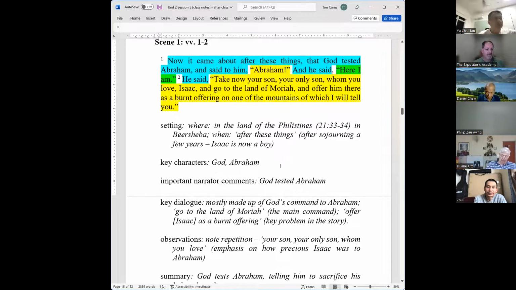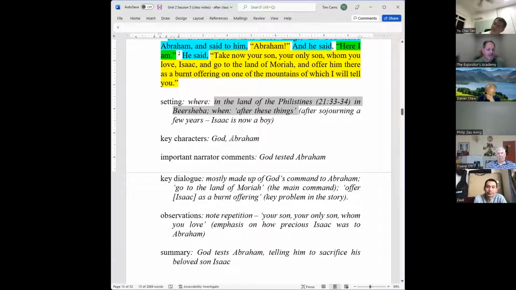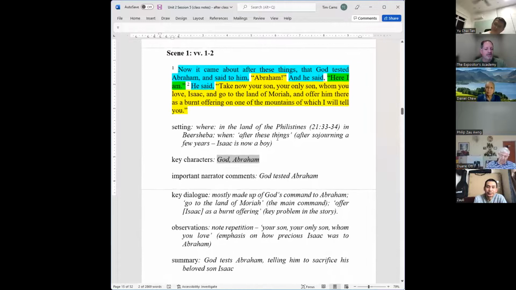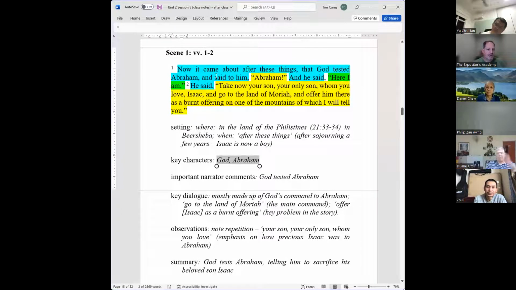So with that scene, this is what we determined last time we met: the setting was in the land of the Philistines, after these things, and the key characters were just God and Abraham. The important narrator comment we had determined was when the narrator said God tested Abraham. That was a key part, we felt, because that gave us an idea of what's going on here in the story. Right from the very beginning, we know the point of this was that God was testing Abraham.